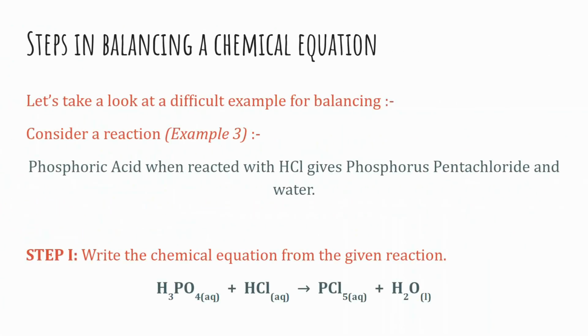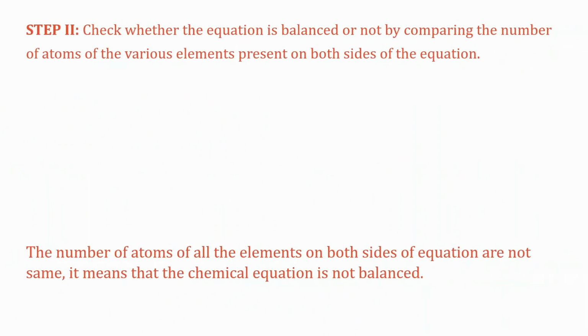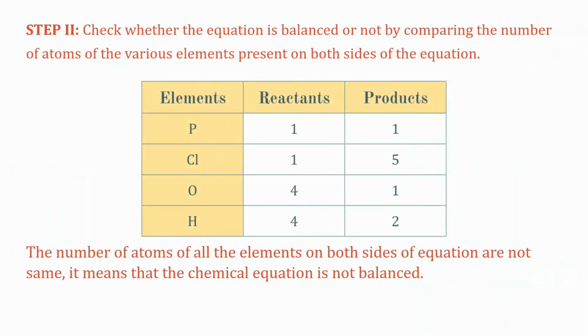So there is one more example, example 3, in which phosphoric acid is reacted with HCl, which gives you phosphorus pentachloride and water. Here also, same as in step 1. What will you do in step 1? Discuss it with your friends. In step 1, you write the reaction as it is. Step 2, make the table of reactants and products of each element. See which is balanced and which is not balanced.